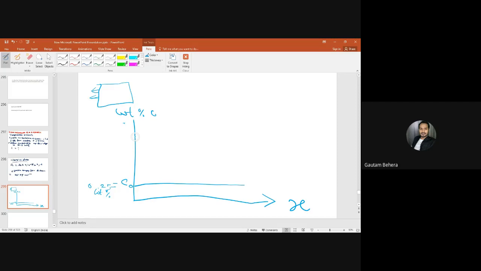And suppose this is the surface concentration of carbon. The concentration of carbon which is maintained throughout the carburizing process, that is CS, surface concentration. Already you know that that is 1.2 weight percentage of carbon, right? So this is the surface concentration 1.2, and this is the carbon concentration in the steel. At T equal to 0, concentration of carbon in the steel is everywhere 0.25.